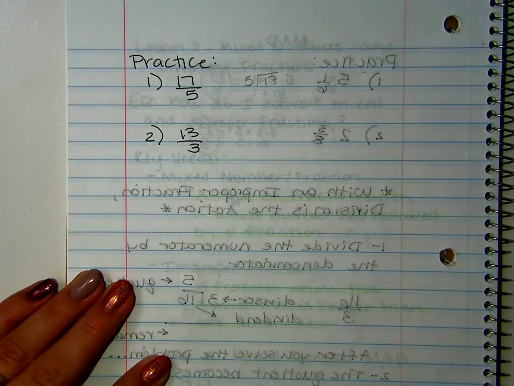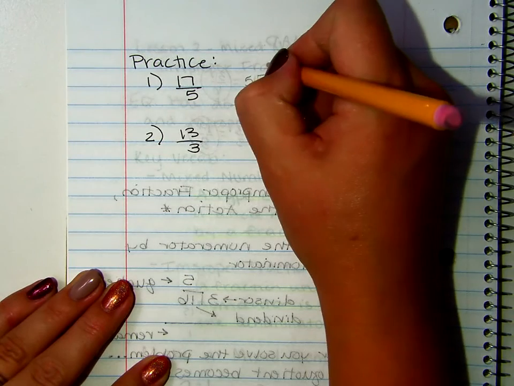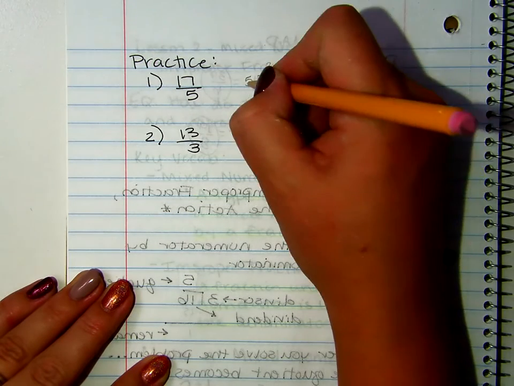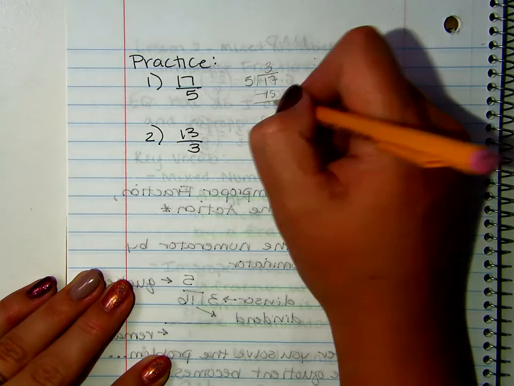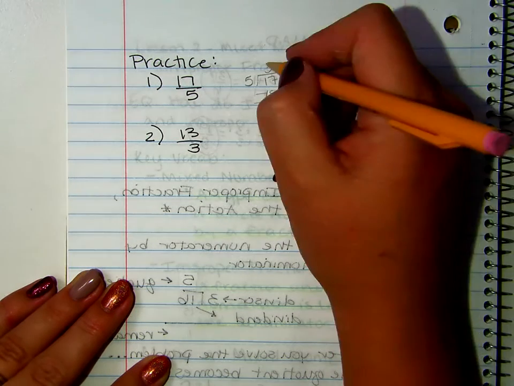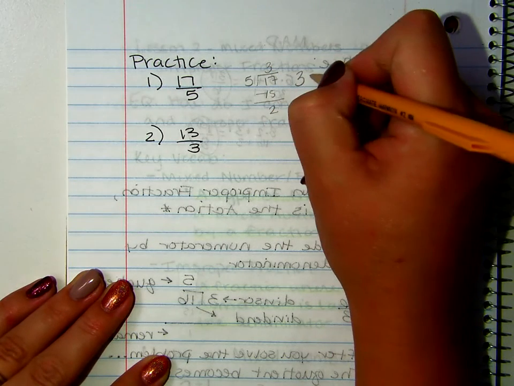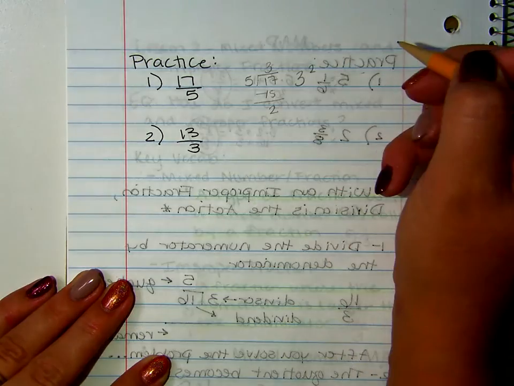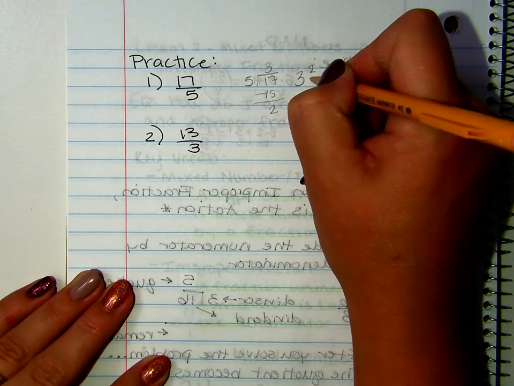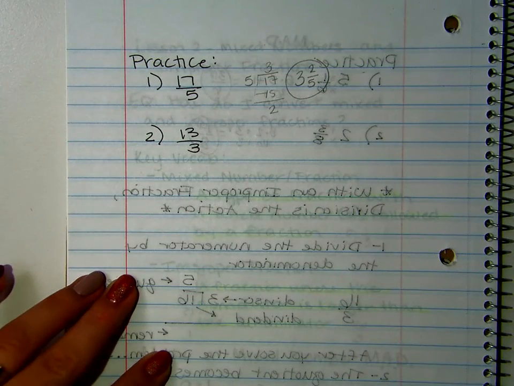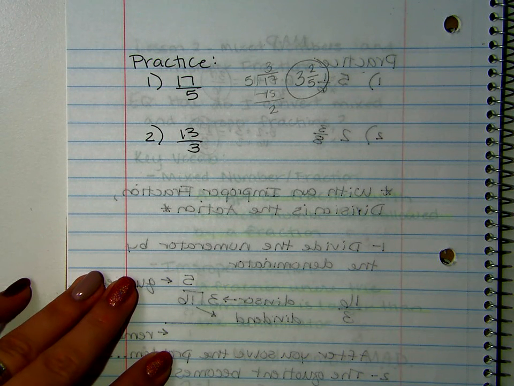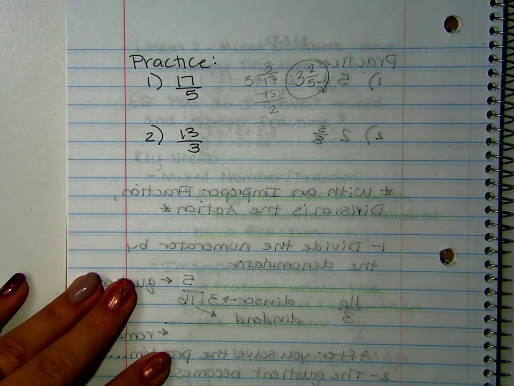Okay. 5 can go into 17 3 times. 3 times 5 is 15. When I subtract 17 minus 15, I get 2. So now my 3 is my whole number. The 2 is my remainder, so it goes up top as my numerator. And my 5 stays the same. So the answer would be 3 2/5. Okay. Go ahead and pause this and give number 2 a shot.